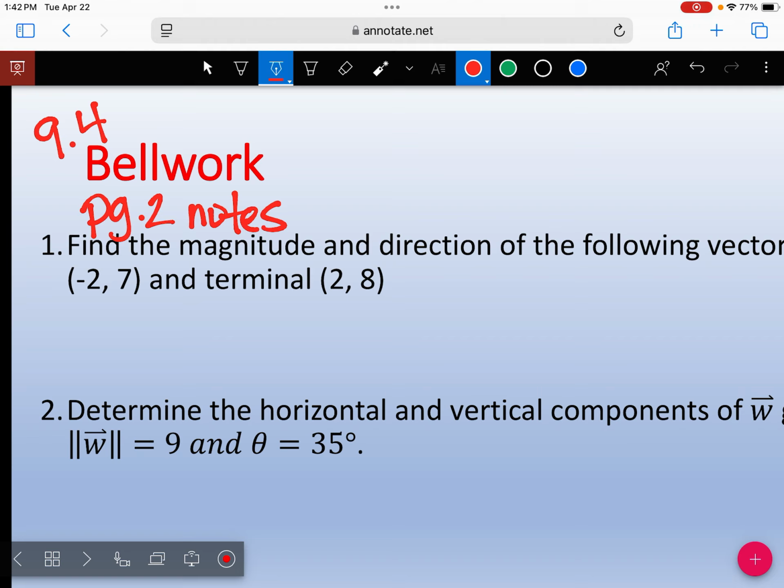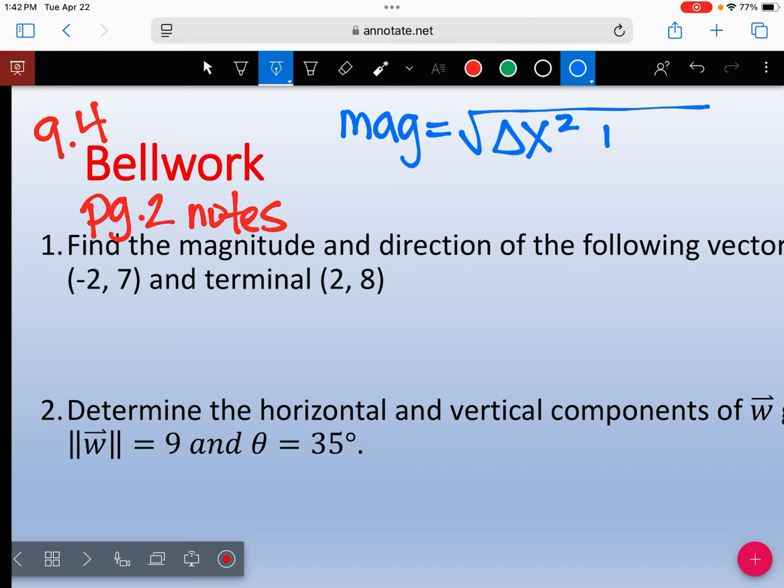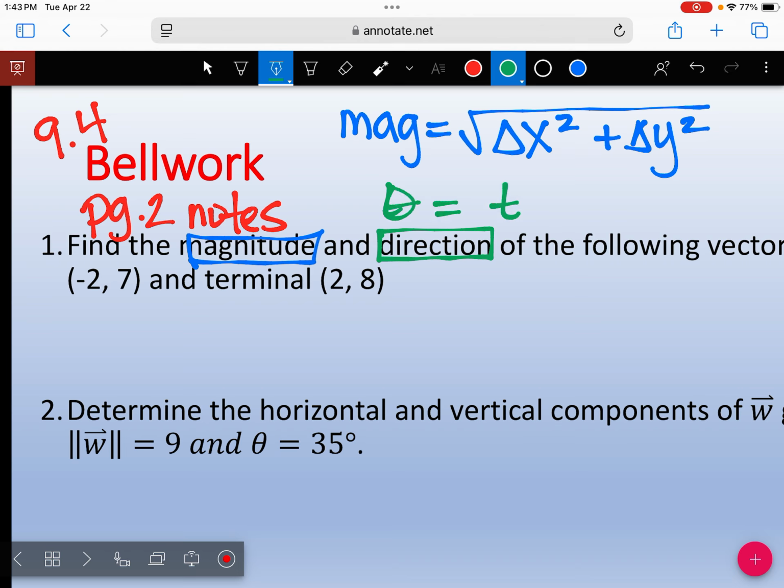All right, so the formulas. The formula for magnitude is the square root of delta x squared plus delta y squared. That's how you find the magnitude. The formula for direction, which we just usually call theta, is the inverse tangent of delta y over delta x.